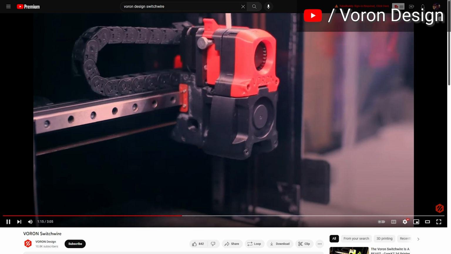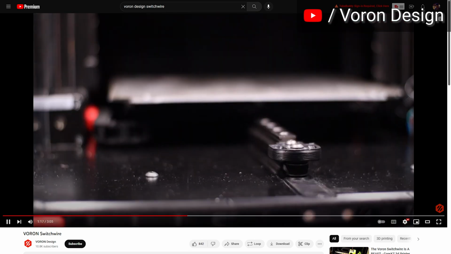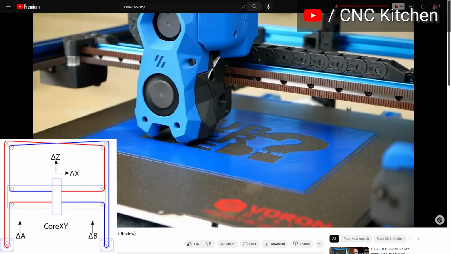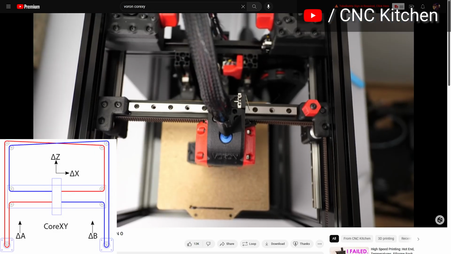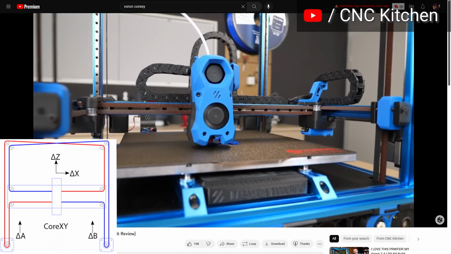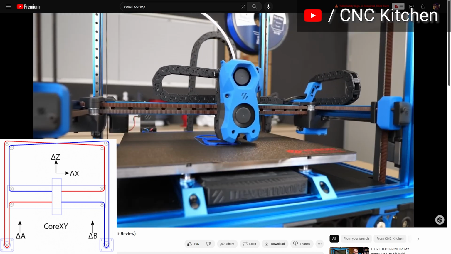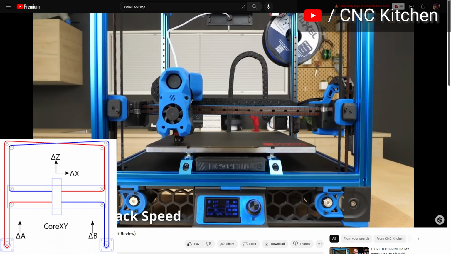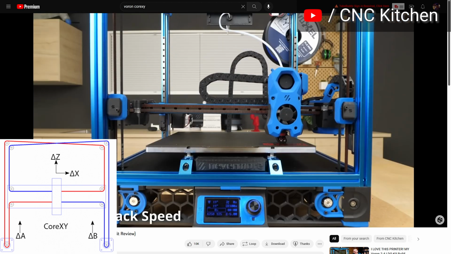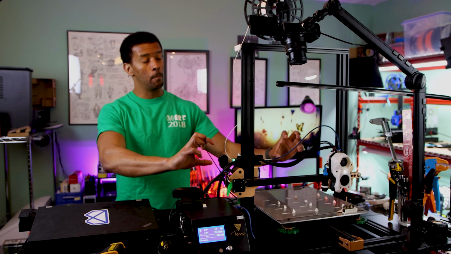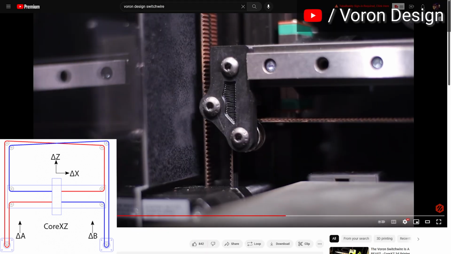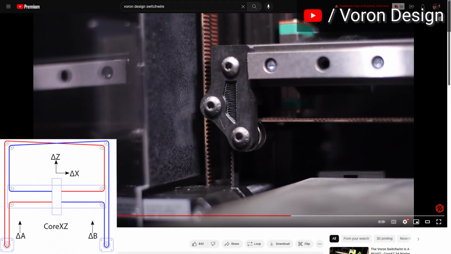And eventually it will become a Core ZX printer, which is something I didn't even know existed until a little while ago. If you think about a Core XY, you've got two motors that are shared to move the tool head around in the XY, and then a bed that either goes up or down, or sometimes they have the gantry rise like on a Voron 2.4. But with a Core ZX, you actually have two belted motors for the Z and the X.